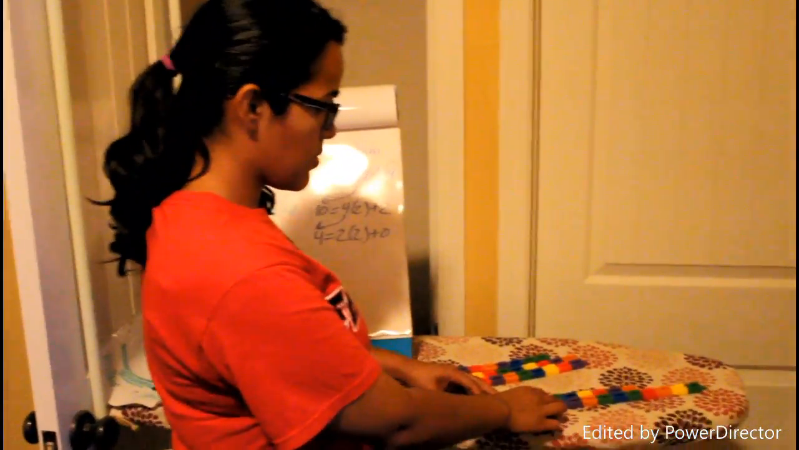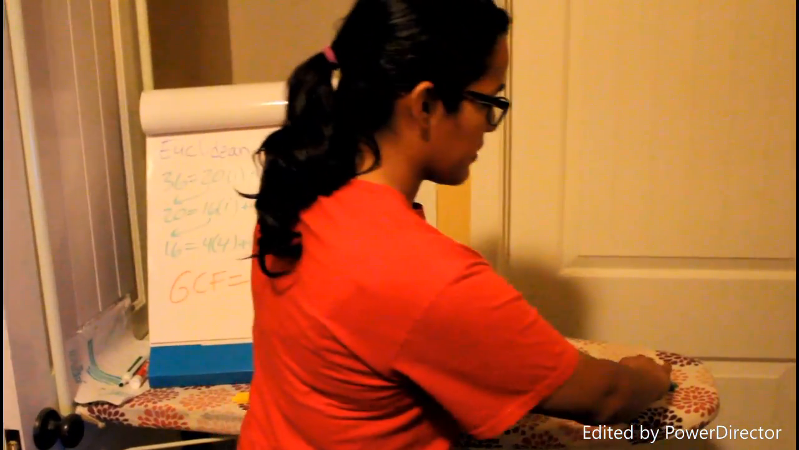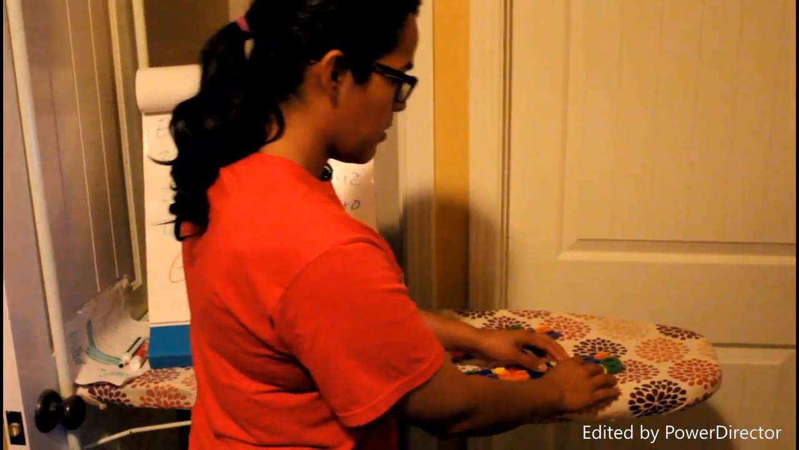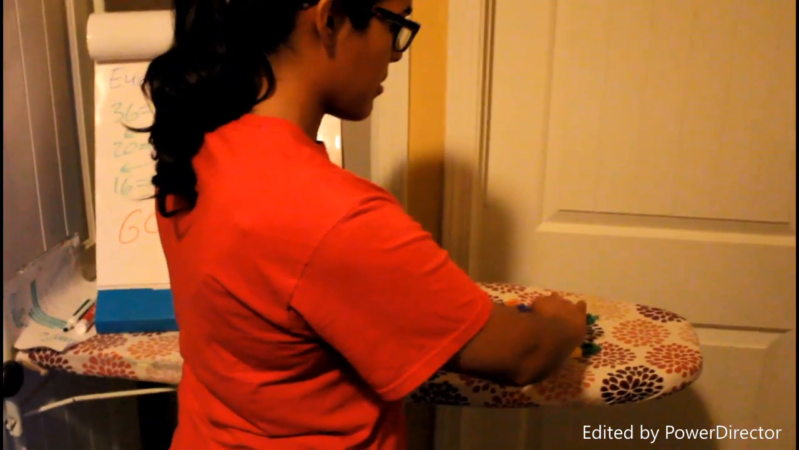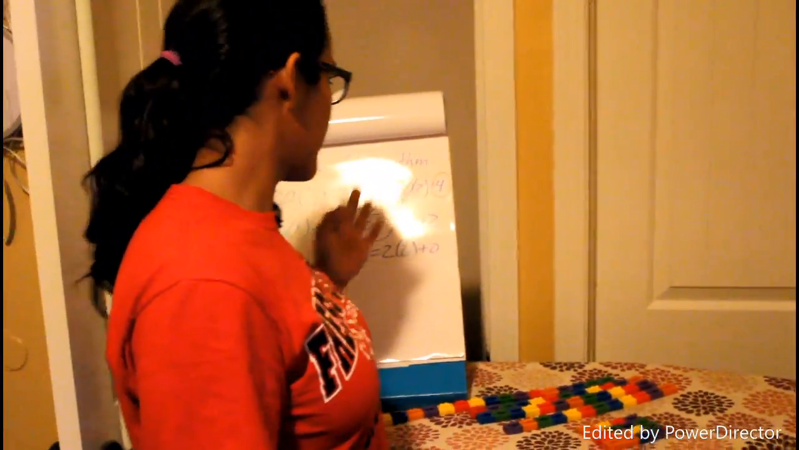So we'll get 16 and 12. The difference is 4. We'll cut the difference again, which is 4. And we'll cut it one more time. And we can see that the difference is equally 4. So the greatest common factor of these three numbers has to be 4.